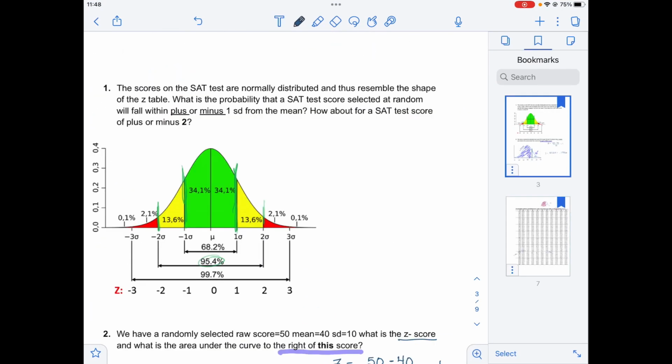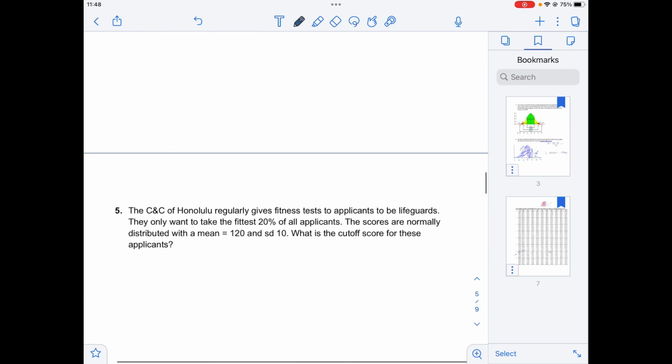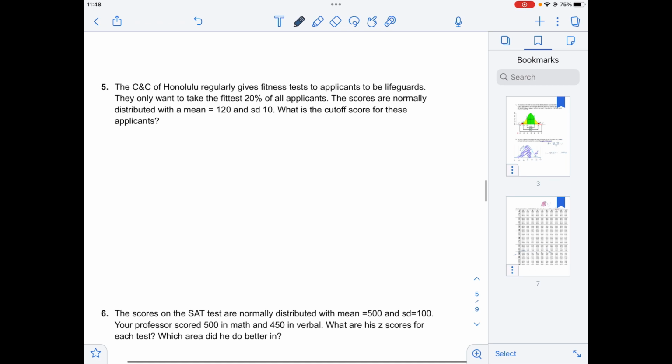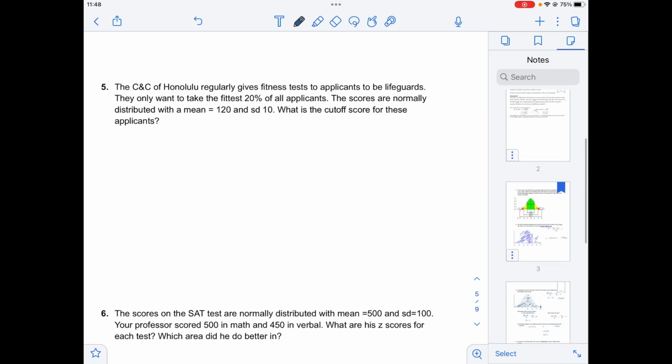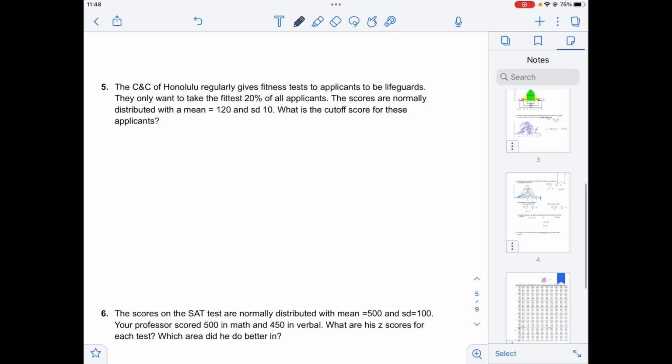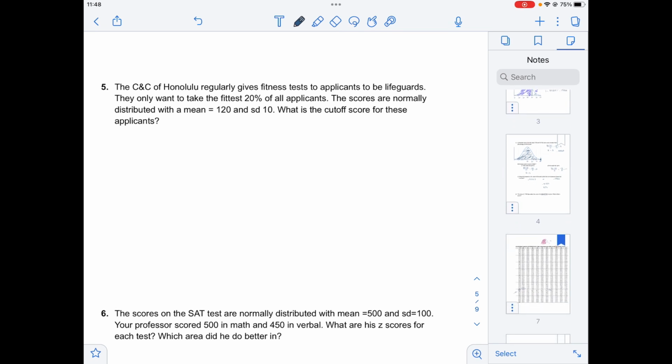So we have lifeguards who are going to be hired, and they want to see if they can make the cutoff for the top 20%. So we want to deal with the top 20% of our people. Now, notice that they have a mean score of 120 and a standard deviation of 10, and they want to know what the cutoff is. So if we think about our standard curve here, we've got 0, 1, 2, -1, -2. We could do our -3 and 3.